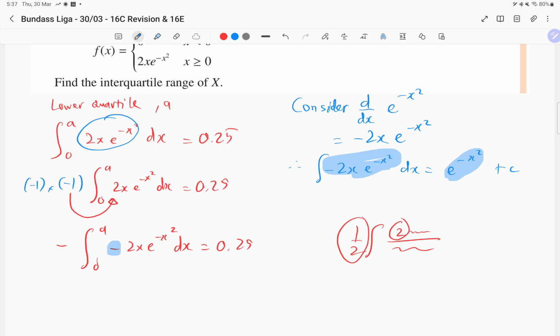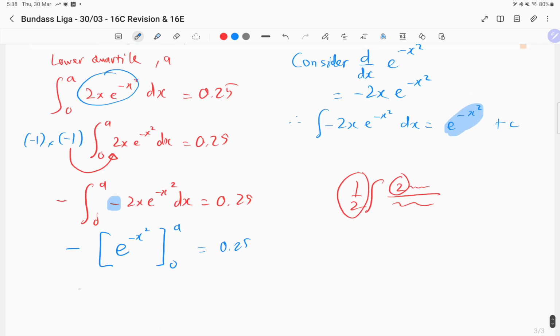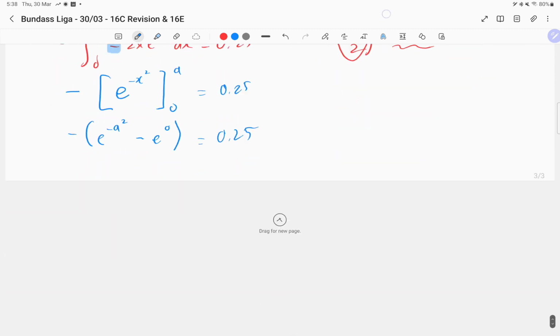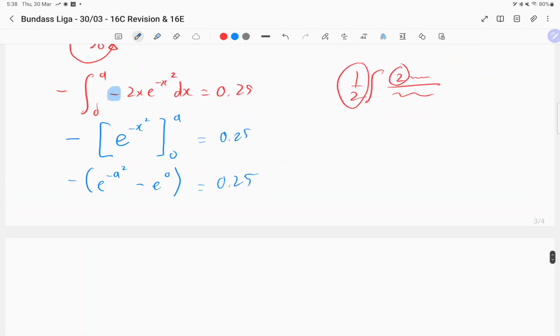Alright? So once you've got up to this point, when you antiderive this, you get that, which means at this point, we can just write that equals negative of e to the power negative x squared from 0 to a equals 0.25. Make sense? And then you would just substitute the values in. So e to the power negative a squared minus e to the power 0 equals 0.25. And you can work it out manually or you can solve it on the calculator.